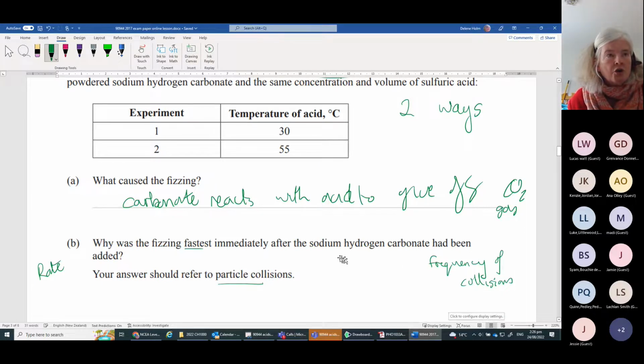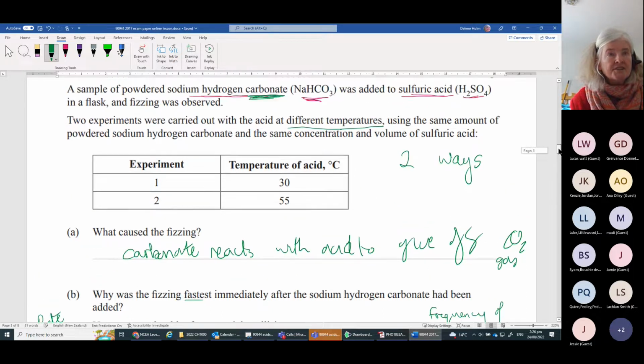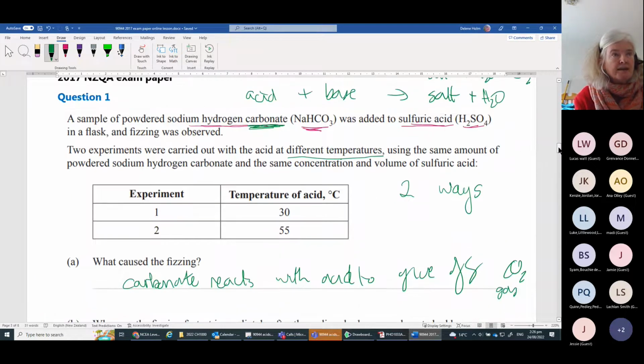Okay, so why would it be fastest? Remember, you're adding a solution over here, and this is a solid because you're told it's a powdered thing. So you're adding a solution to it. Why do you think, at the beginning, as the reaction first starts, it would be really fizzing a lot and then the fizzing sort of slows down?